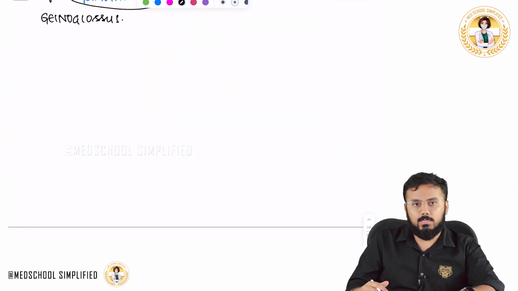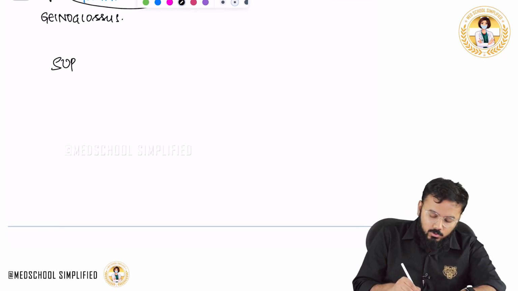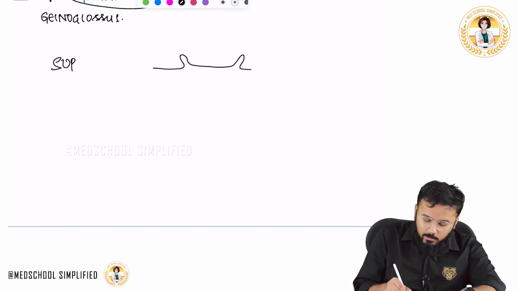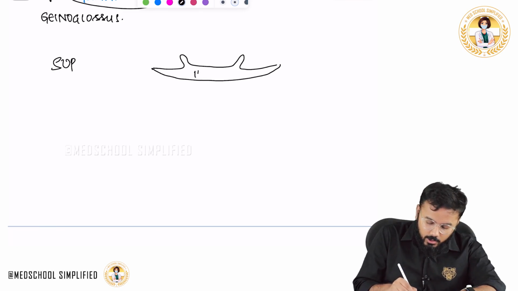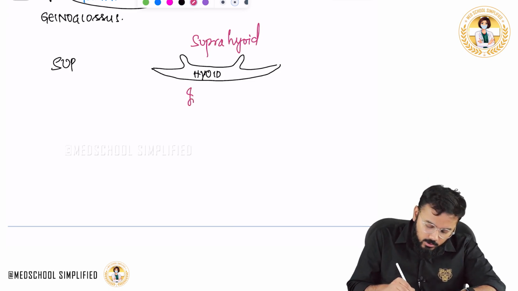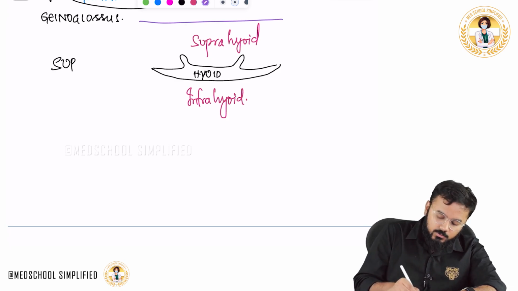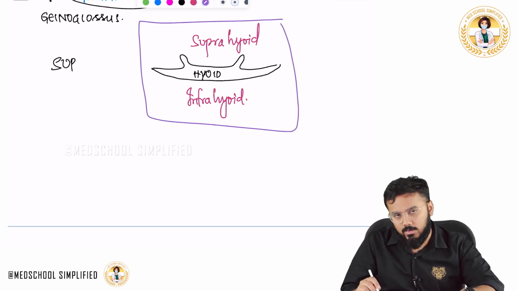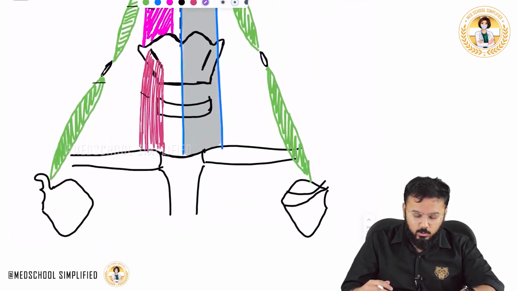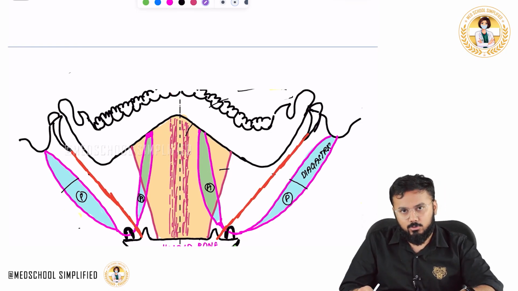Next important thing is that after discussing the oral cavity and pharynx muscles, now let us discuss the next group of muscles. They are called suprahyoid and infrahyoid muscles. If this is your hyoid bone, the muscles that are attached above are called the suprahyoid muscles. The muscles that are attached below the hyoid bone are called the infrahyoid muscles. So we have two different types of muscles. You see, this is the hyoid bone. Above this hyoid bone, these muscles are called suprahyoid muscles.